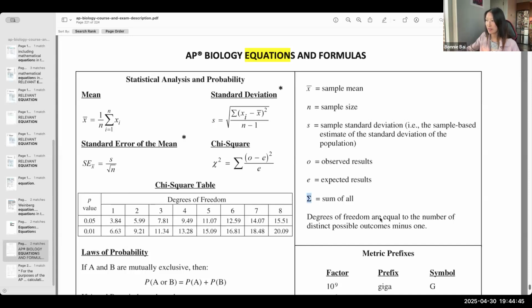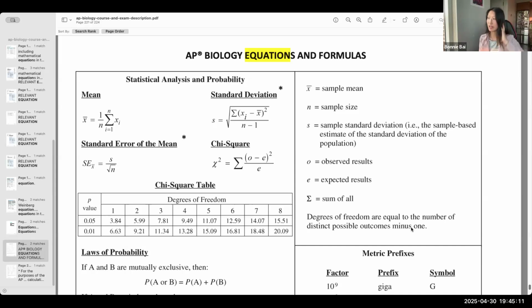You're actually given this information as well: degrees of freedom are equal to the number of distinct possible outcomes minus 1. But just like with Hardy-Weinberg, you have to know that the possible outcomes is really 2, because we have the dominant versus recessive alleles. So then the degree of freedom is 1 instead of 2, if we were to just look at the 3 characteristics.